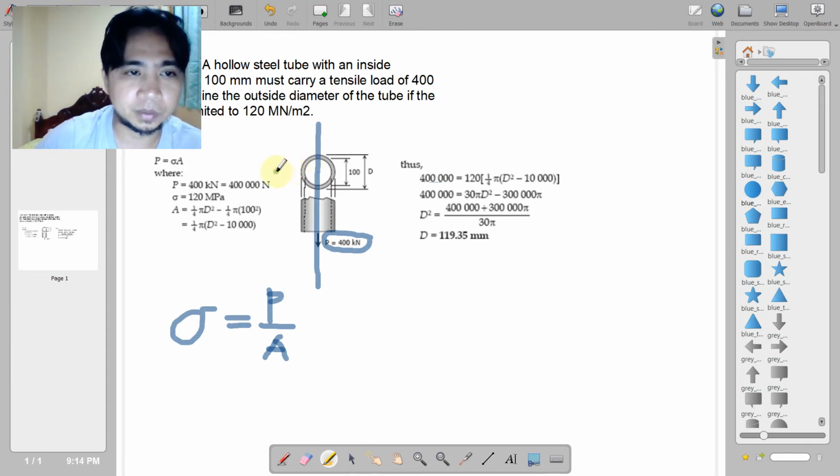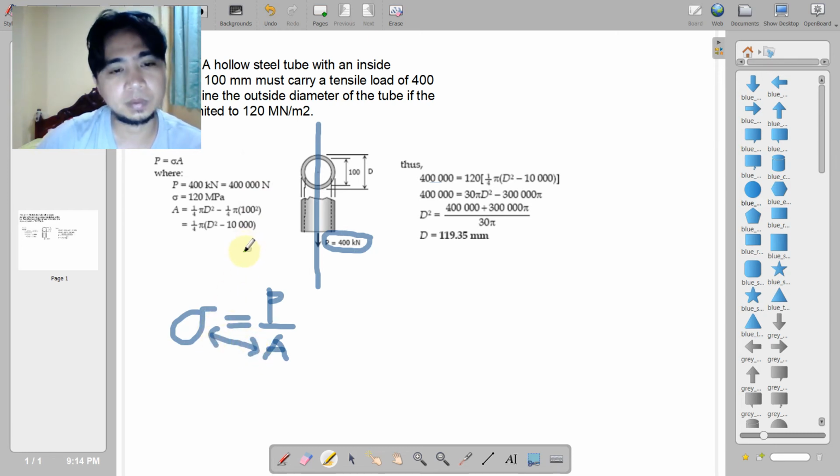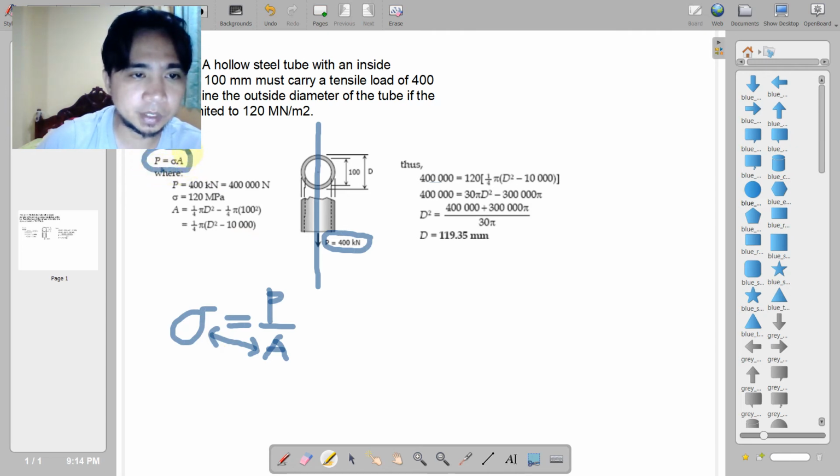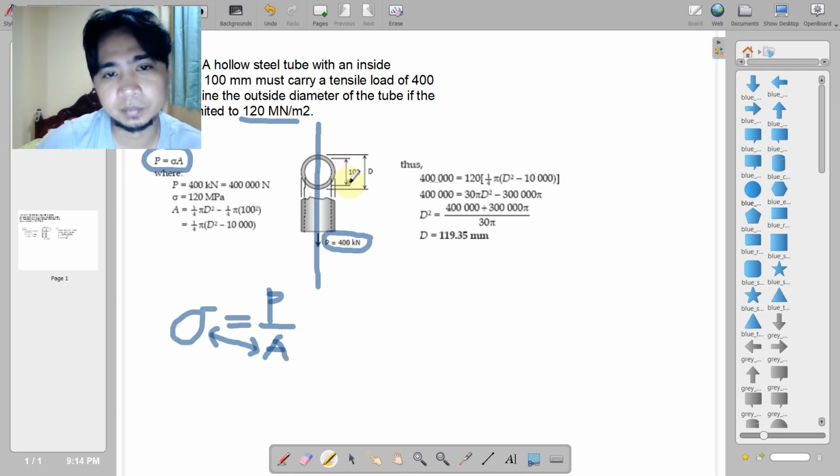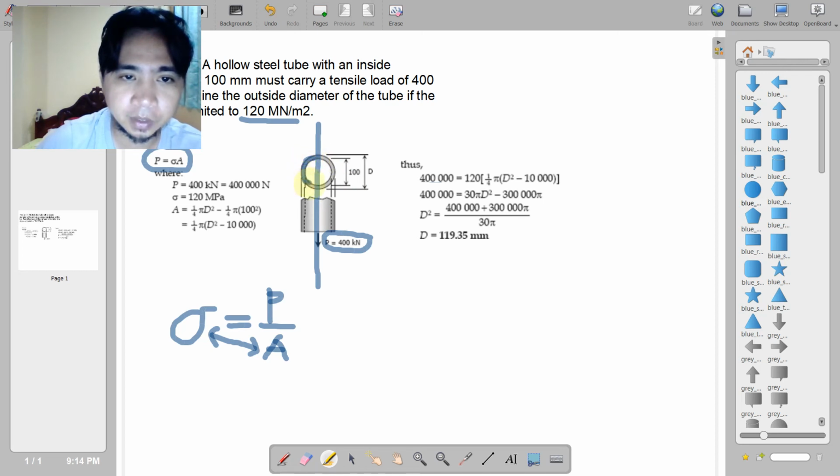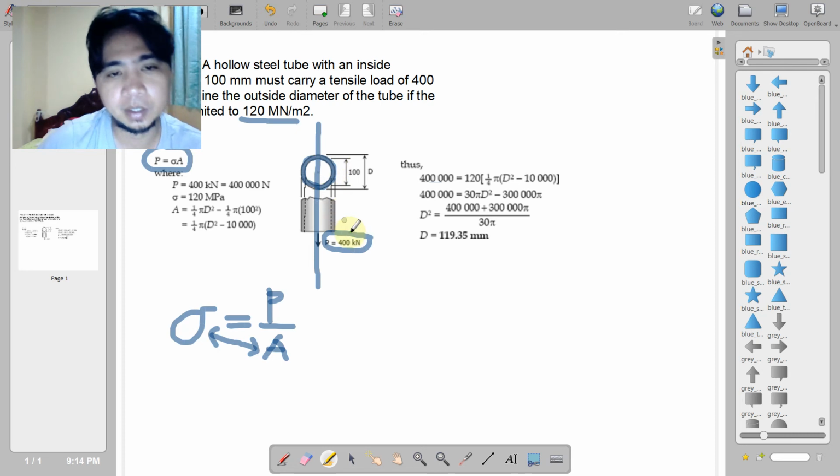When we cross multiply this, we will come up with this expression. For the given, we have a limit or allowable stress of 120 megapascal and the actual load of 400 kilonewton. Our task is just to determine the outside diameter, and the 100 here is fixed according to the problem. It is just a matter of determining the outer diameter so that this shaded portion is sufficient to carry this 400 kilonewton. As simple as that.